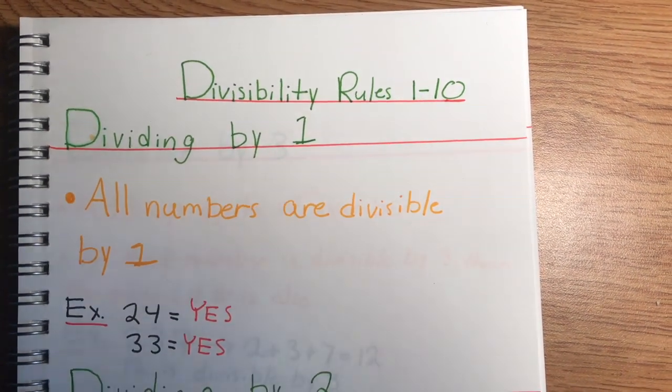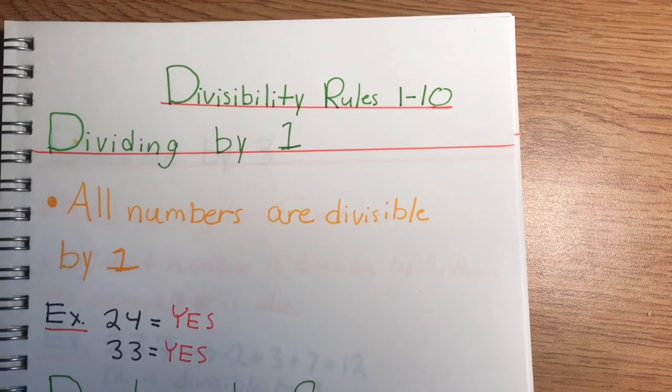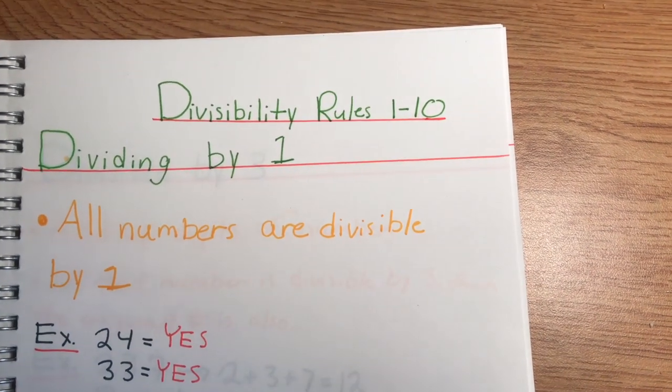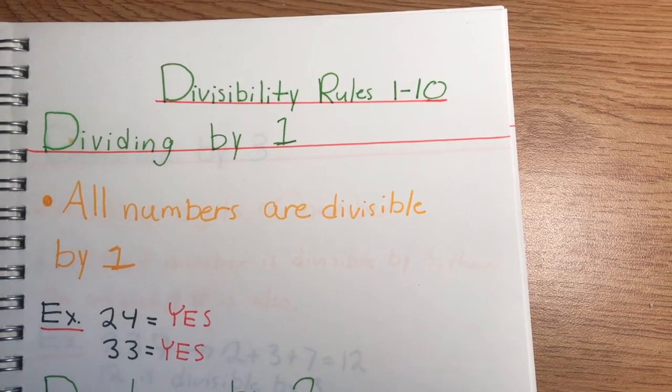Divisibility rules 1 through 10. Dividing by 1. All numbers are divisible by 1. For example, 24 and 33 work because they are divisible by 1.